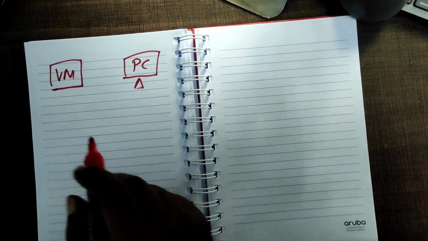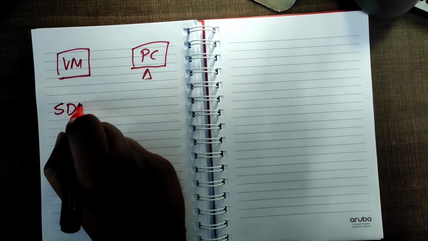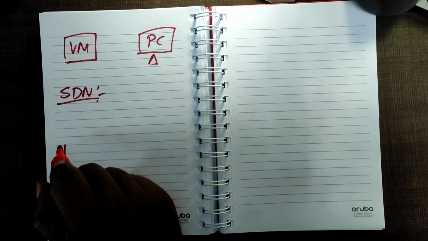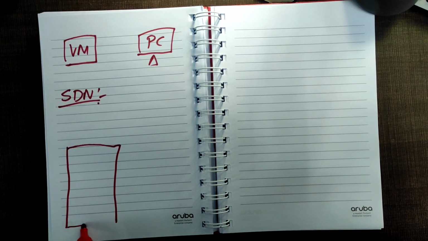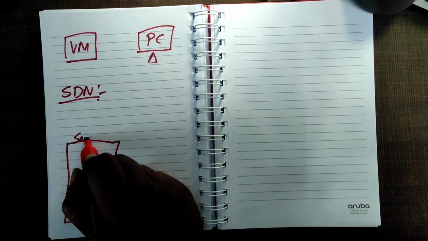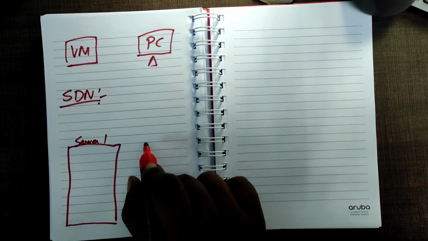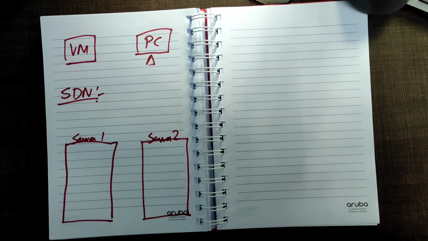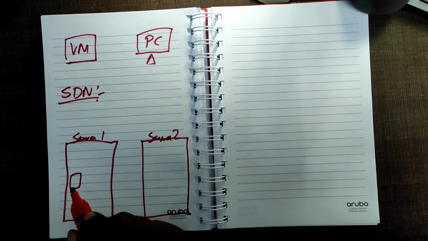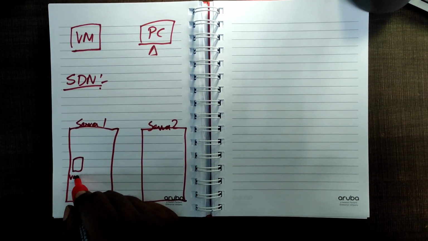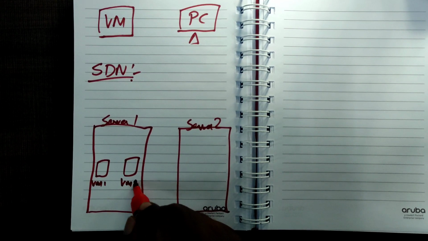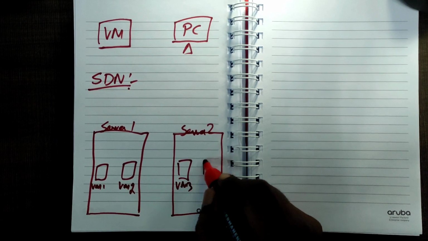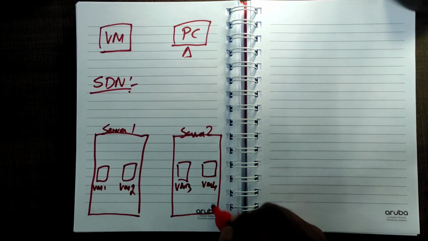All right. Now let's come into the introduction of SDN. Let's say here you have a server, server 1, and here you have server 2. And let's say here you have VM 1, here you have VM 2, here you have VM 3, and here you have VM 4.